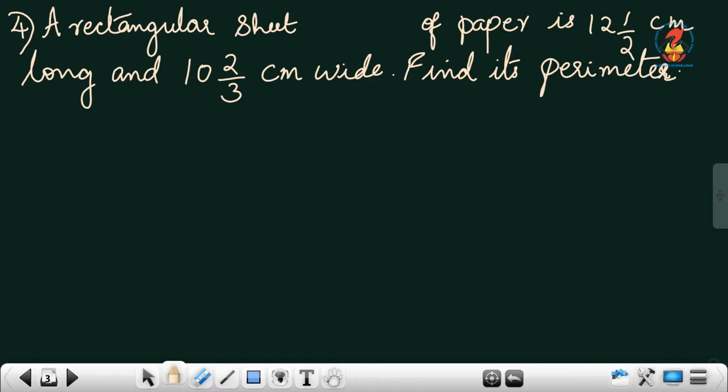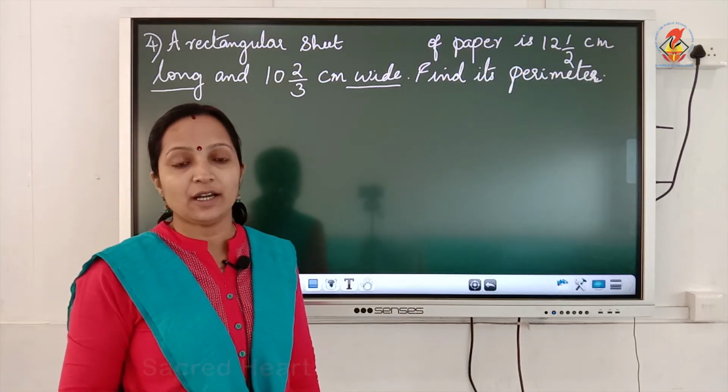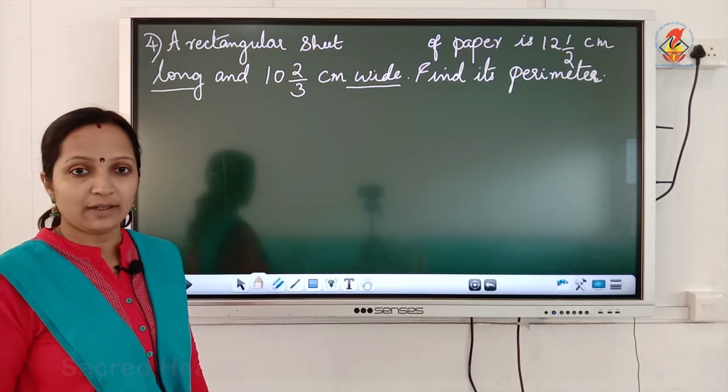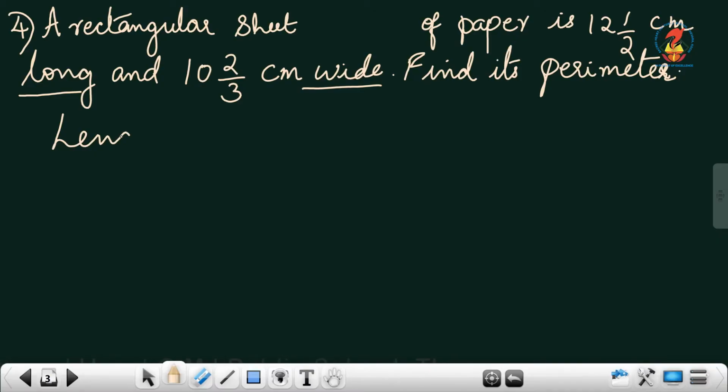A rectangular sheet of paper is 12 1 by 2 centimeter long. Long means what? Length. And 10 2 by 3 centimeter wide. Wide means what? Breadth. And find its perimeter. We already studied how to find the perimeter of a rectangle. What is given there in the question? Length is given there. What is the length? 12 1 by 2 centimeter.